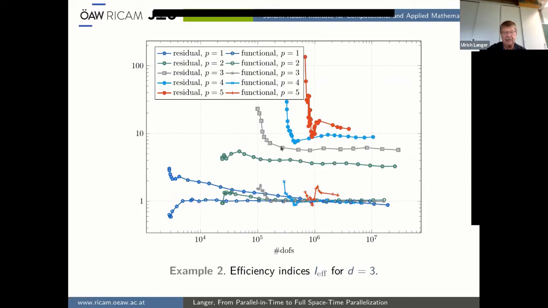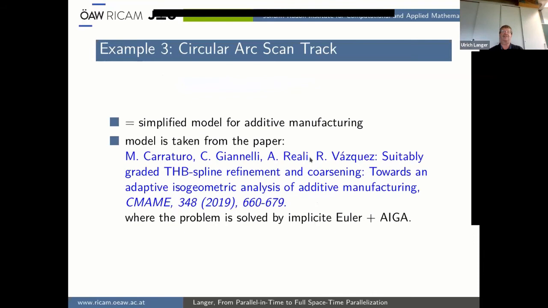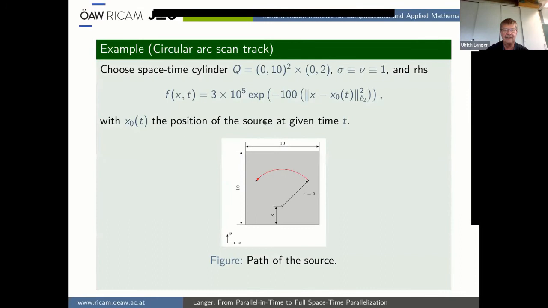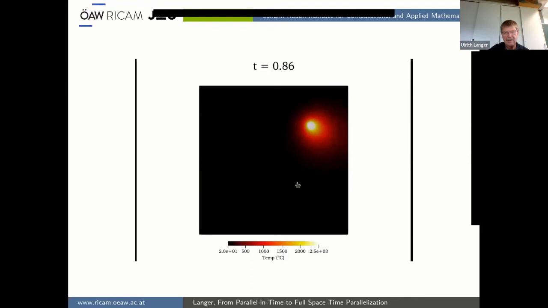So now I come to a more real problem, an application. This is a simplified model for additive manufacturing. And this is taken from a paper from people from Bavaria. They used implicit Euler plus an isogeometric analysis method, which is a time-stepping method for this. So we put this in our machinery. This is 2D in space, so the space-time cylinder is 3D. This is the solution, so this is a source that is moving here. So I show you this, our space-time solution, is this one, if you cut.